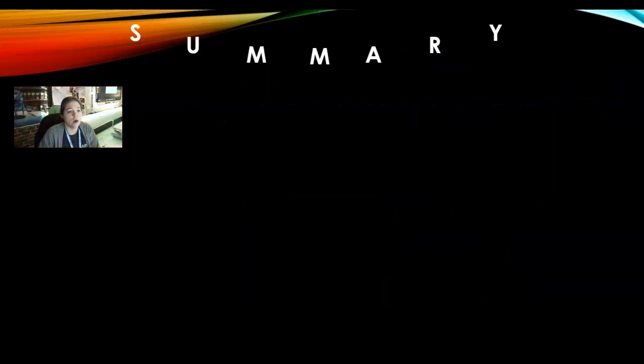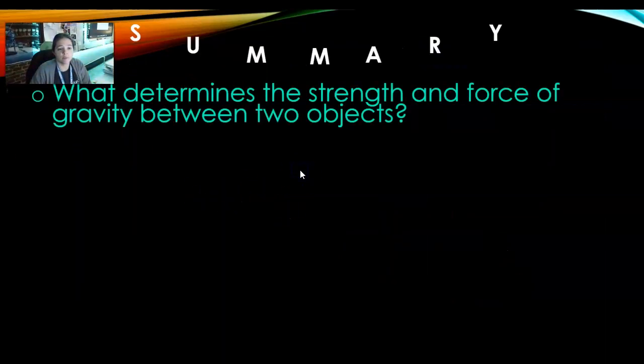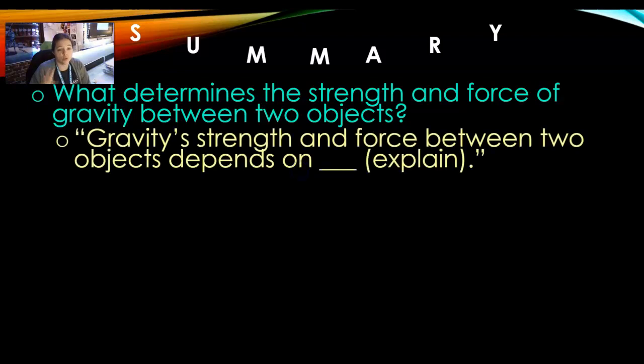All right, let's go back to the notes, go to summary. What determines the strength and force of gravity between two objects? Remember, there are two things. Gravity's strength and force between two objects depends on its mass and its distance. The more mass, the more gravity. The more distance, the less gravity you have.